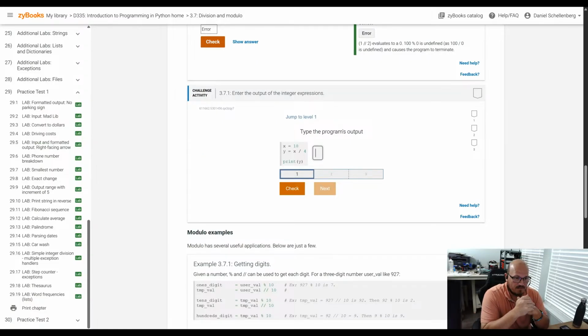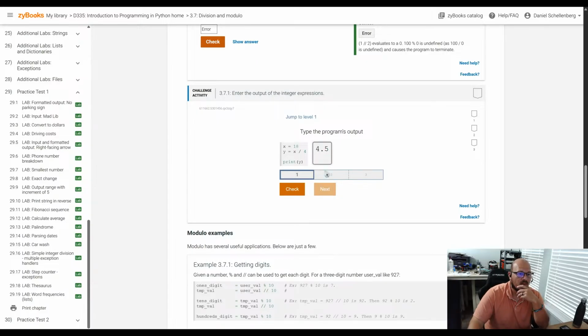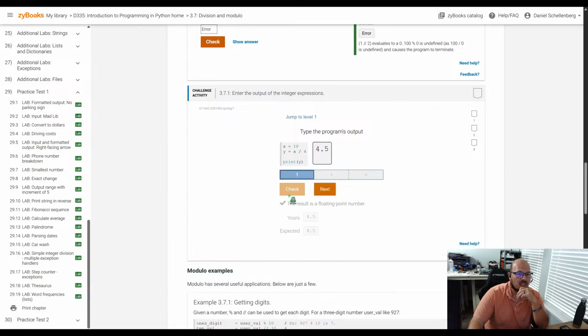So we have x is assigned 18. So 18 divided by 4. I use a calculator a lot, you guys, so don't judge. So 18 divided by 4 is 4.5, which is a floating number. But let's take a look. Sweet.